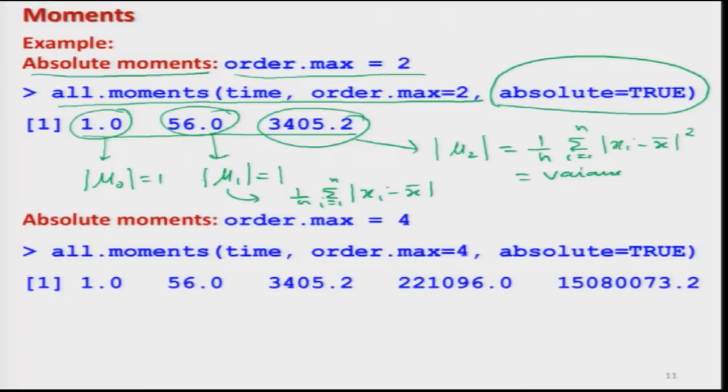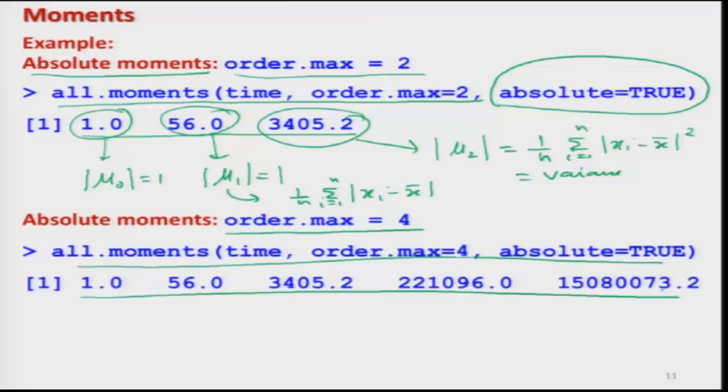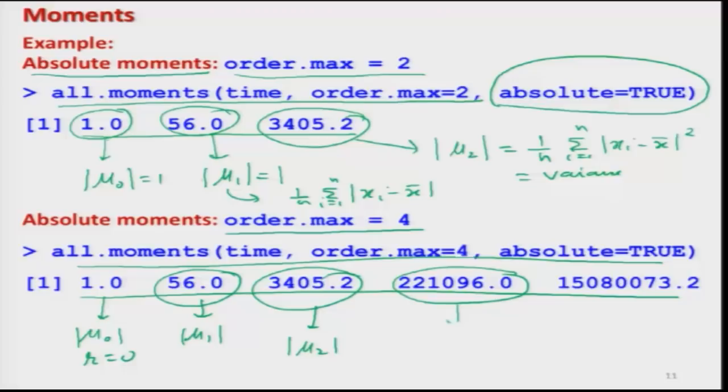Now, similarly, if you want to compute the moments up to order 4, I just make order dot max equal to 4 and use the same command, and this gives me this outcome. Obviously, the first value is the absolute moment at r equal to 0, the second value is the first absolute moment, the third value is the second absolute moment, the fourth value is the third absolute moment, and the last value is the fourth absolute moment. So, this is how you can compute these absolute moments, and I will show it to you on the R console also.